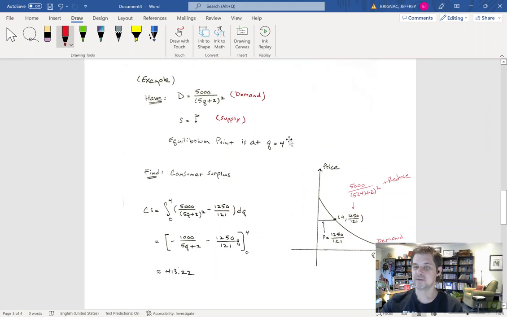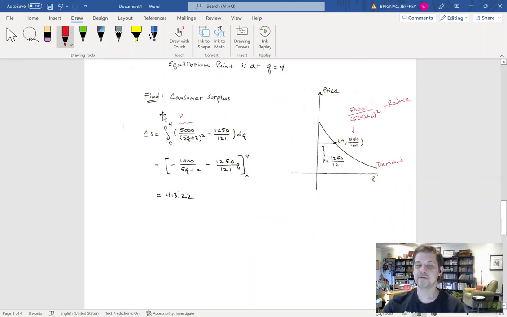So here we go. My integral is going to be 0 to 4, because 4 is the equilibrium quantity, of the demand, 5,000 over 5Q plus 2 squared, subtract the equilibrium price, which I find by taking the equilibrium quantity given to be 4 and plugging it into either the demand or supply curves. I have the demand curve, so I put it in there, so that's how I got 1250 over 121. Now, here's my definite integral. All I have to do to figure out the consumer surplus is work this out, okay?